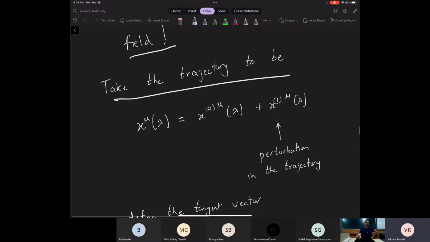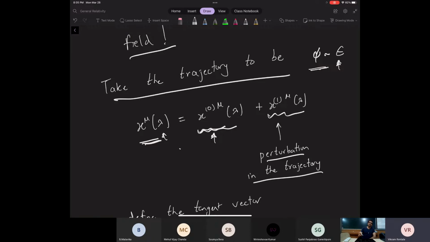So let's take our trajectory to be x mu of lambda, where lambda is some parameter that describes the trajectory. And again, since our gravitational potential is weak, I'm not going to use lambda because I'm using lambda to denote the parameter of the trajectory, but let's say some epsilon keeps track of the fact that phi is small. So our trajectory can be expanded order by order in epsilon. Our trajectory will be the trajectory that light follows in the absence of phi, plus some correction due to the presence of the gravitational potential. And this is a perturbation in the trajectory.